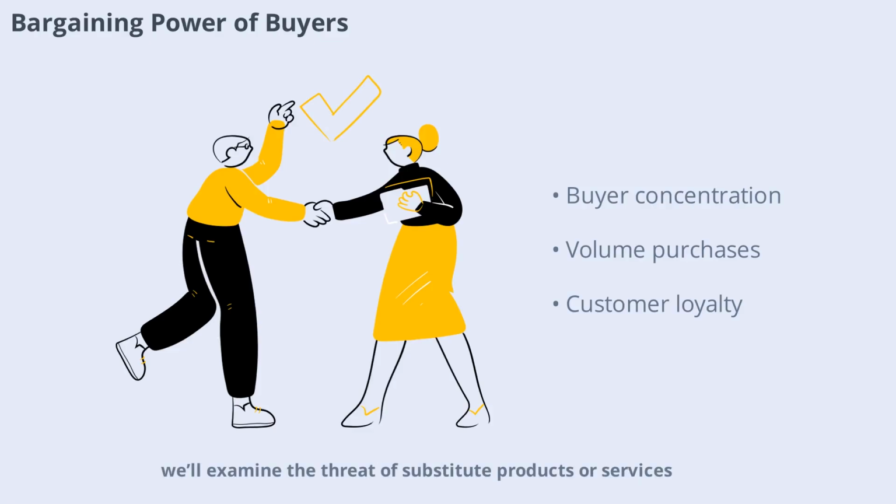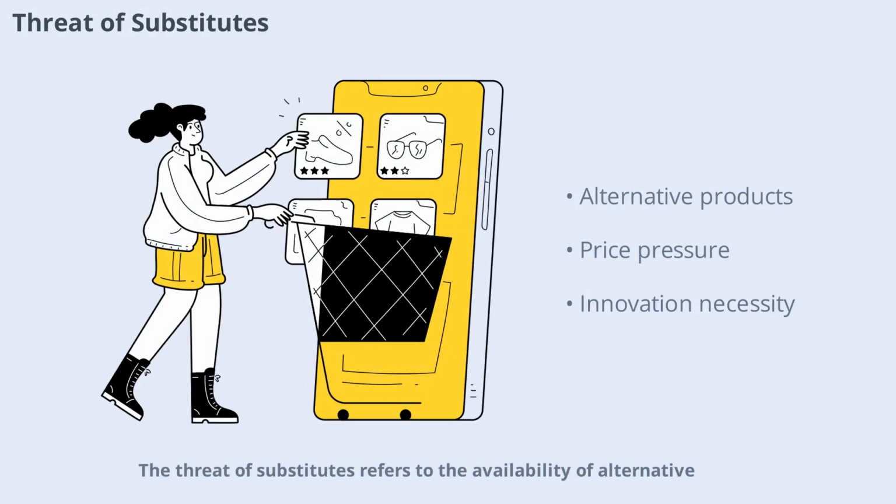Next, we'll examine the threat of substitute products or services. Threat of substitutes refers to the availability of alternative products or services that can meet the same customer needs. When substitutes are readily available and affordable, they can limit the potential of an industry by putting downward pressure on prices and profitability. Companies should monitor emerging substitutes and innovate to stay ahead.